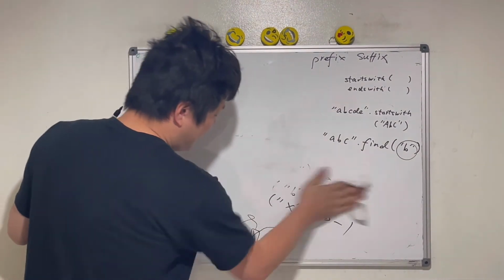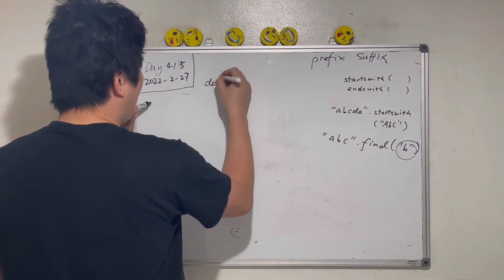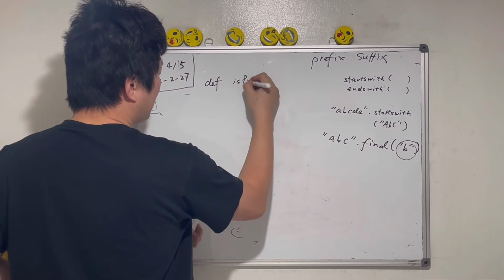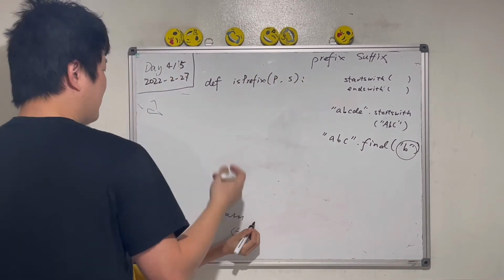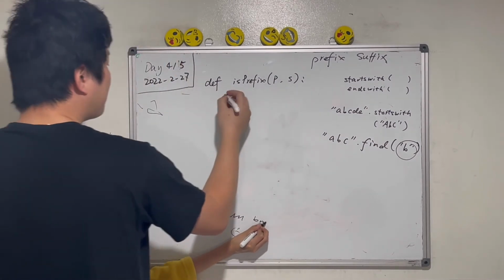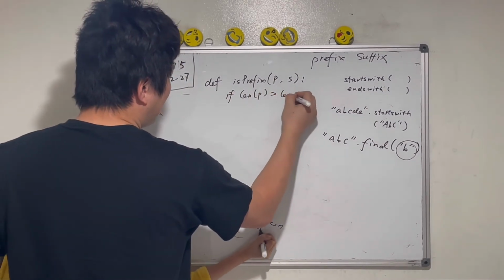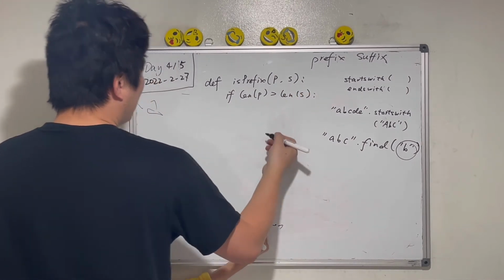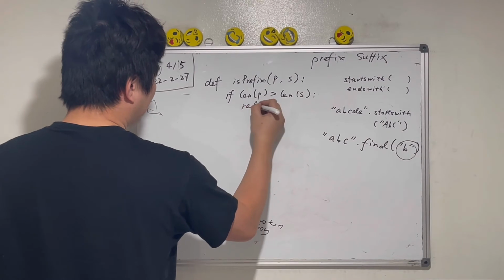Okay, so let's quickly implement that thing. Define is prefix P S, okay? We just use the prefix thing. If the length of prefix is bigger than length of S, obviously P is not a prefix of S, so we return false, right? Return false.